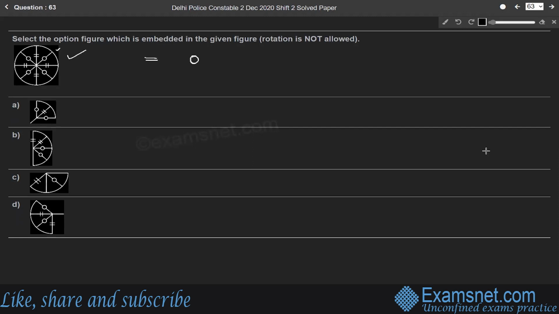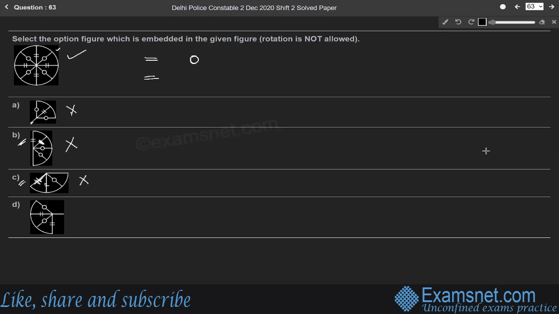Therefore, look at option A. Let us check whether it is embedded in the given figure or not. Here, the tilted line has the parallel symbol, equality symbol, right? So option A is not embedded. So look at option B. Here also the tilted line has equality symbol. Therefore, option B is also not embedded. And see option C, again the tilted line has equality symbol, whereas the vertical line doesn't have the equality symbol. Therefore, option C is also not embedded.